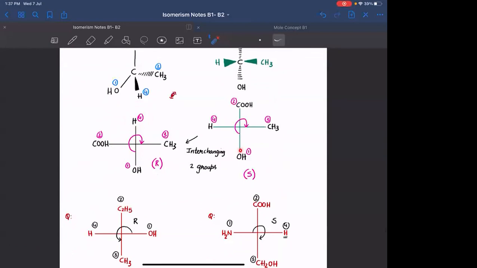Okay, यहाँ पे 1, 2, and 3, the lowest priority is present on the horizontal. So if you are rotating it, आपको R आ रहा है, so इसका खुद का configuration क्या होगा? S होगा. Okay.